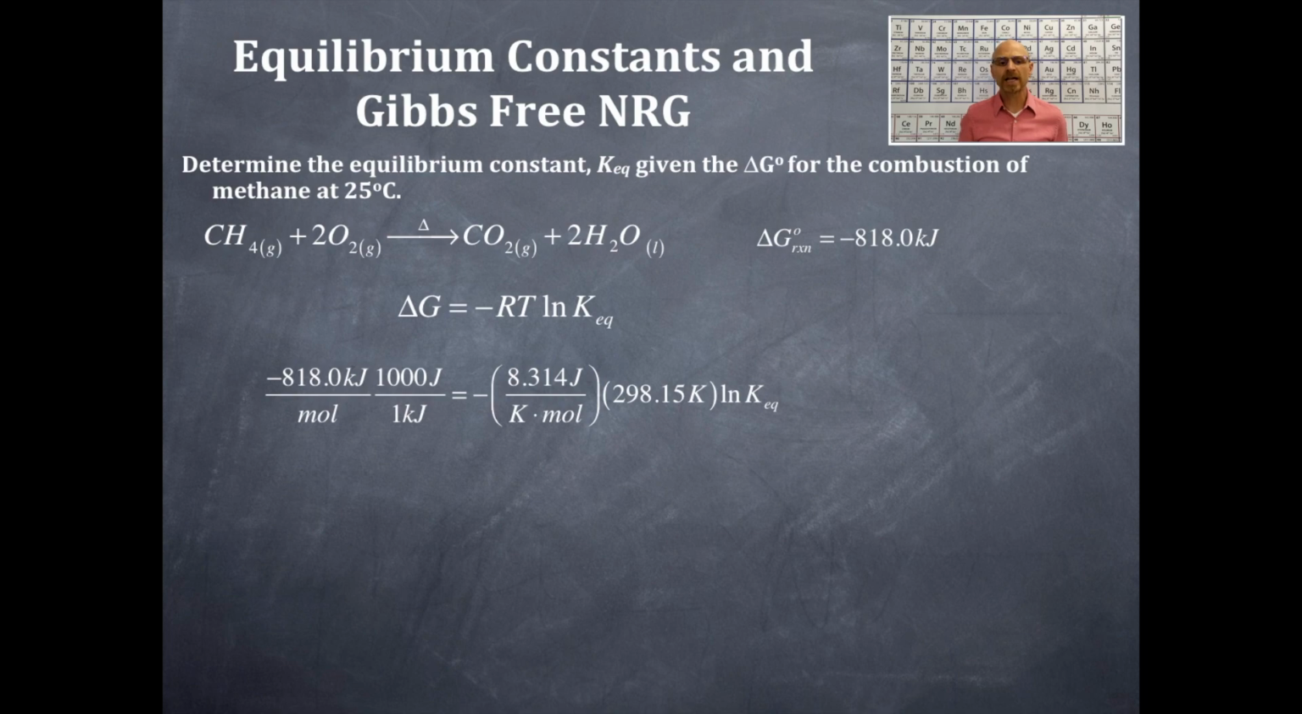Having plugged in those values, you should see on the left-hand side I've done a little bit of unit conversion. I've converted my kilojoules into joules. And that will make it so that it will coincide with what's on the right-hand side with the gas constant, which is also in joules. On the left-hand side, I have negative 818 kilojoules per mole. Now, the per mole part is because I'm calculating the combustion of methane.